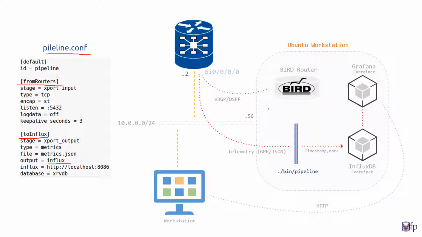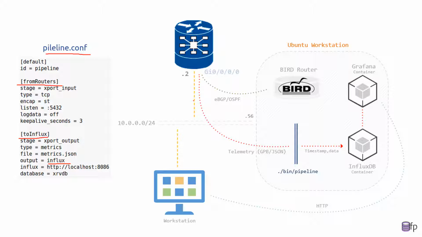We're also going to be using Bird, and Bird is a configurable routing daemon for Unix. We're going to use it to create the external BGP and OSPF peerings with the XRV router, and we're going to push some 20,000 BGP routes and 15,000 OSPF routes, just so that we get some data to graph.